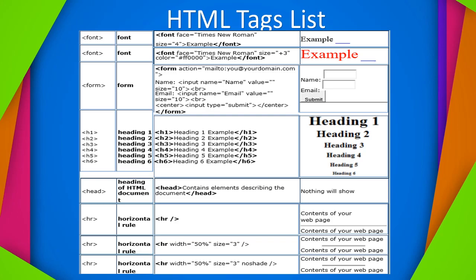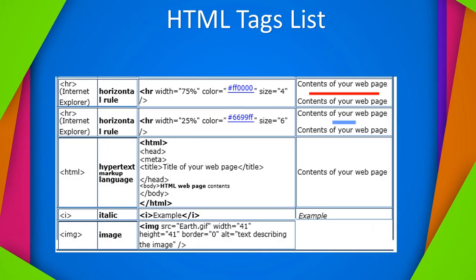H1 is for the heading tag, and HR displays horizontal lines, with attributes to set the width of the line, and color, size, and length also. HTML is the root tag, the parent tag. We must open an HTML file with the HTML tag only. Head is optional, but body is a must because the content is displayed through the body tag only. I is for italic style, and the img tag, the image tag, displays an image in the page.